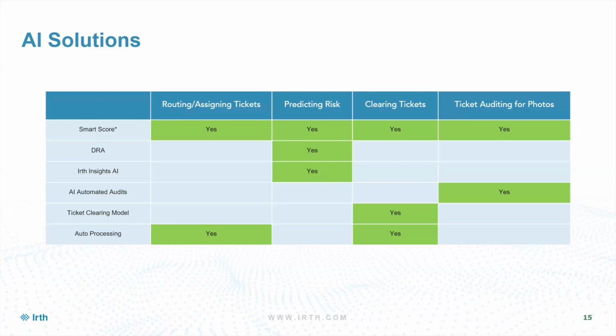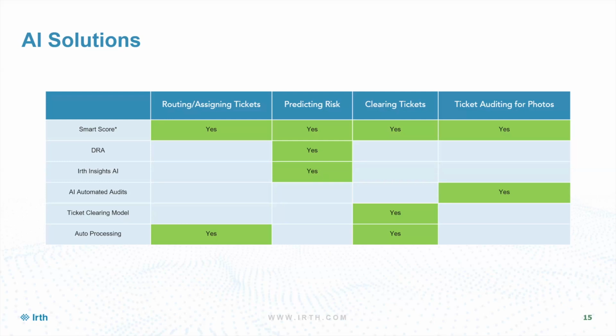Damage Risk Assessment is a learning model. And what it does is it looks at three key things. It looks at the excavator, the locator, and then the facility itself to say, what are the damage ratios of each one of those when they're at fault, if they're at fault here. And that learning model changes the number over time.